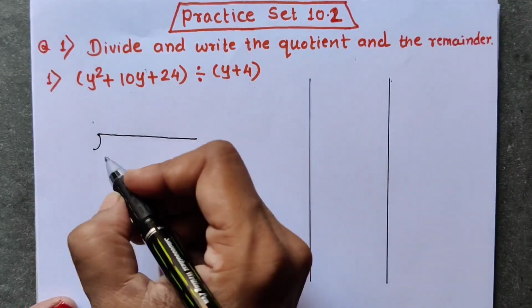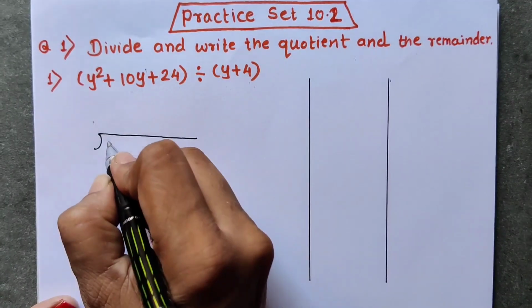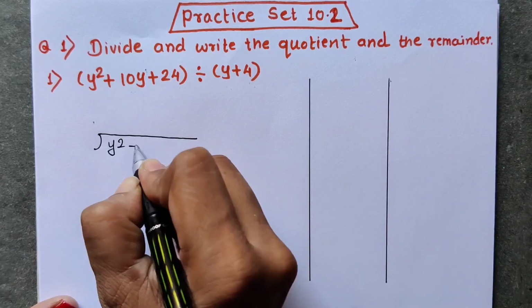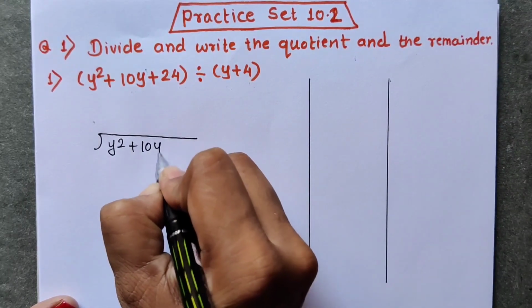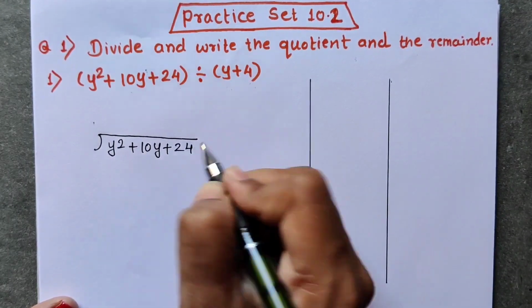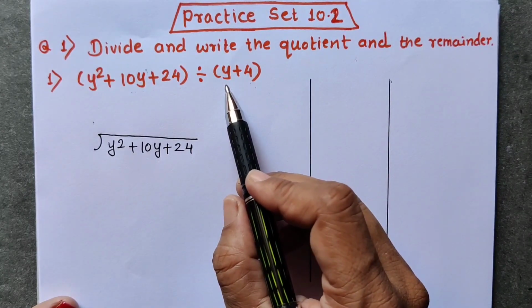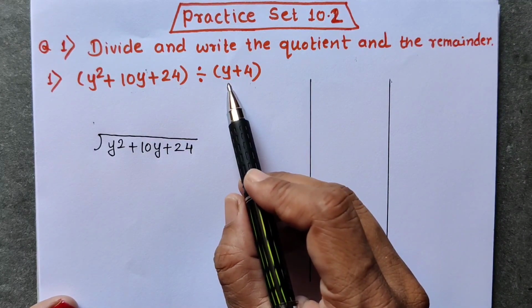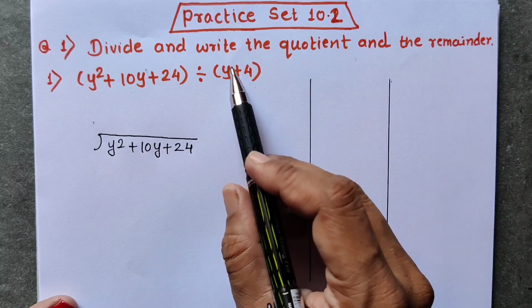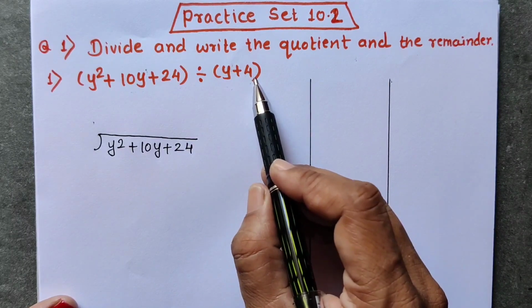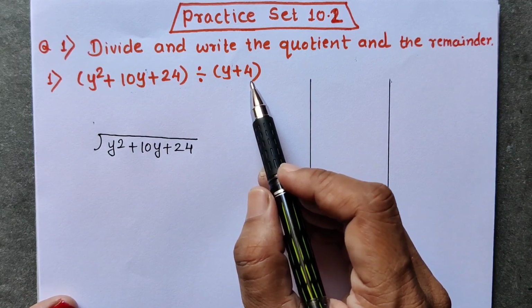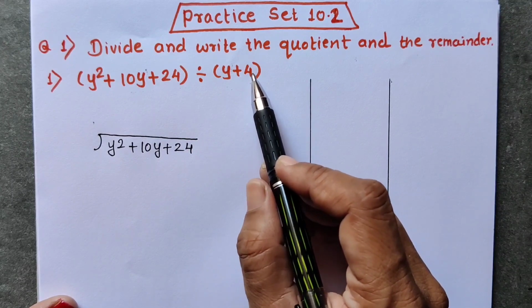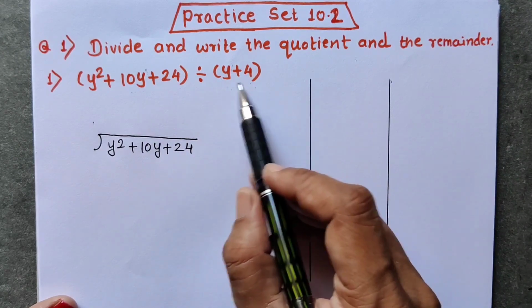We can write it inside the symbol of division, y square plus 10y plus 24. Then we have to check the binomial. Is it in the proper order? Yes, it is in the proper order, because first there is a y raised to 1 term, and then there is only a constant term, only a number term. That means it is a y raised to 0 term. So it is also in the proper order.